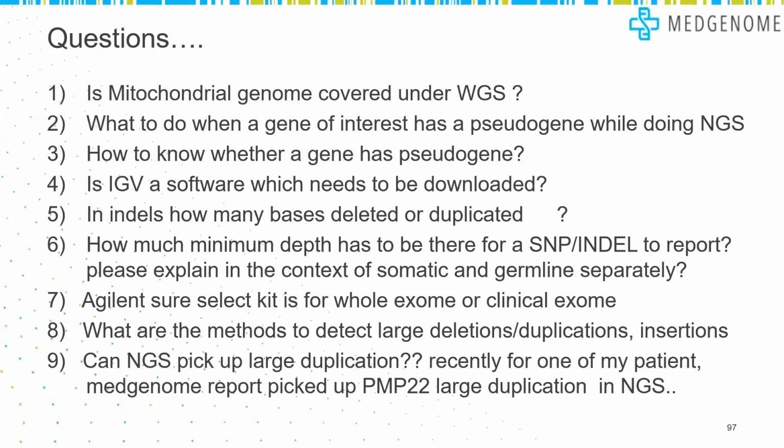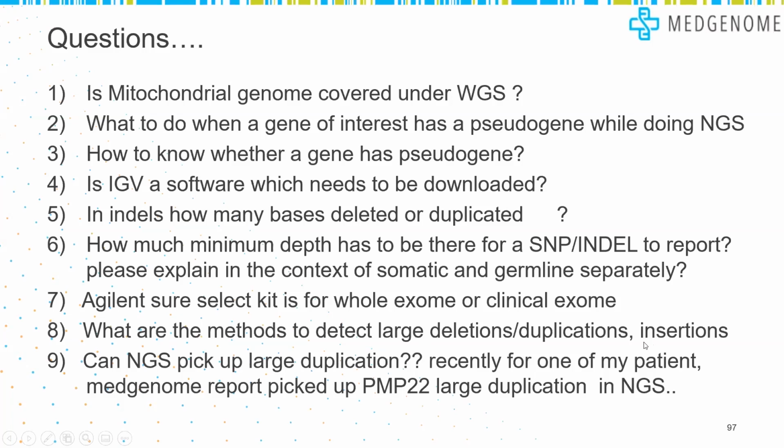For somatic mutations or variants, the depth should probably be more than 1000x, right? The minimum Agilent SureSelect kit is for whole exome, and it is supplied by the Agilent company. What are the methods to detect large deletion duplication?